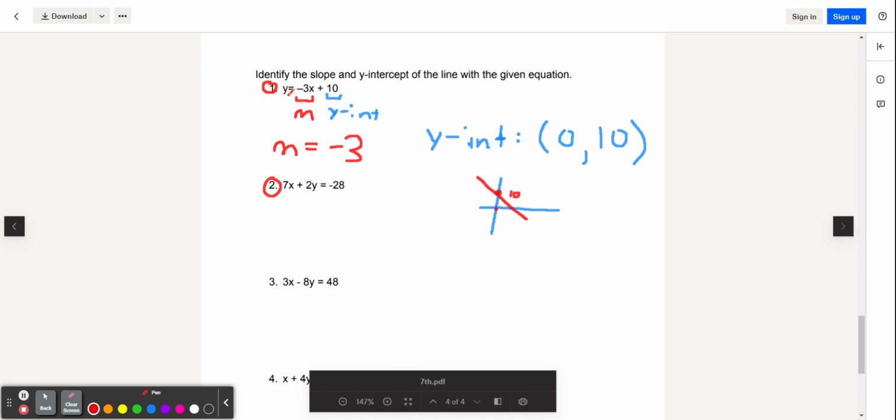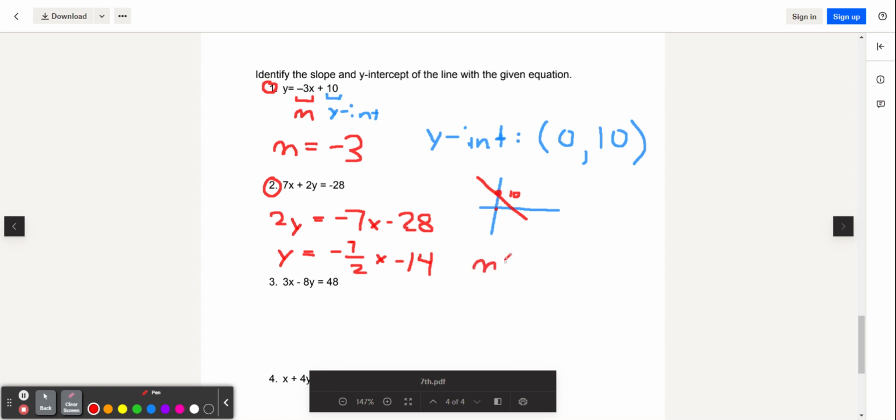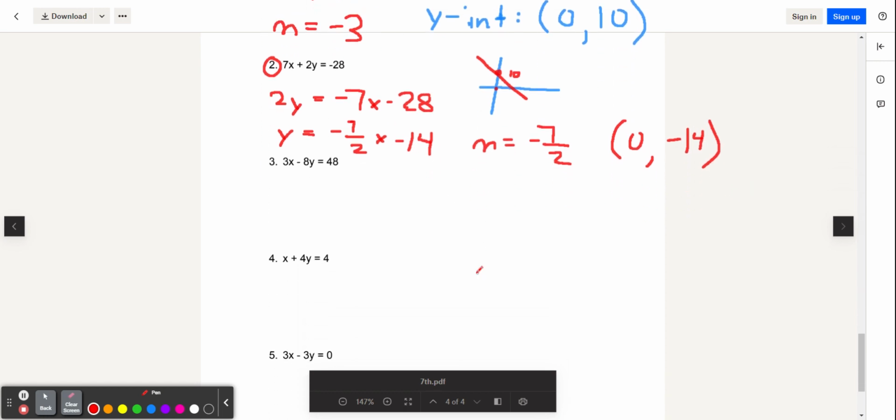We want the y isolated, all by itself. So first, I'll subtract 7x from both sides, which gives us this. Then I'll divide the entire equation by 2, which turns into this. Now that we have this, we can simply repeat the process from number 1. The coefficient of x is the slope, and the y-intercept is the point 0, -14. Note that since it's minus 14, this is a negative number.